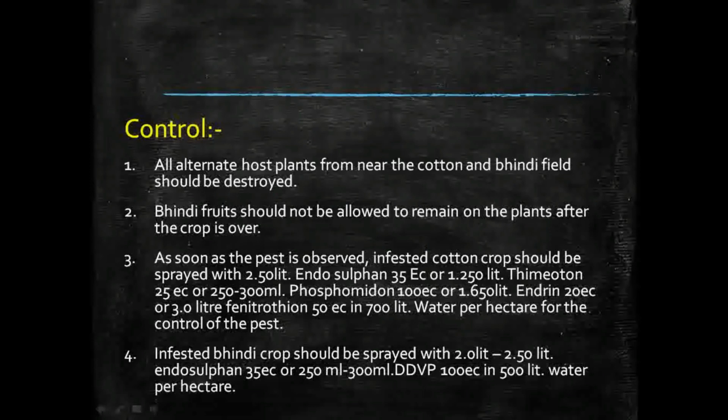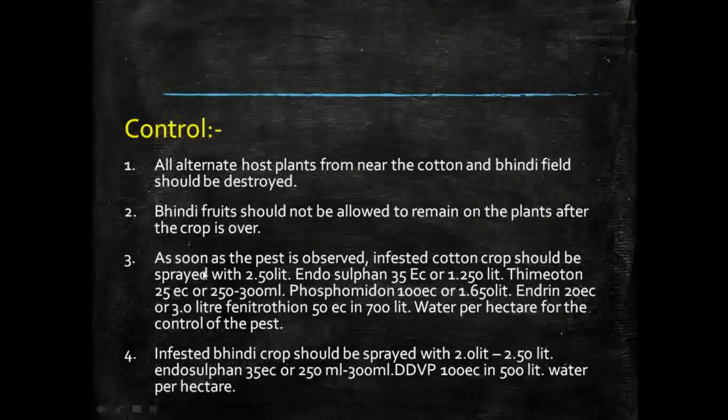All alternate host plants, that is malvaceous plants or the bhindi plants, near the cotton field should be destroyed. We should not keep these bhindi plants near the cotton plantations. Bhindi fruit should not be allowed to remain on the plants after the crop is over. When the period of this crop is completed, the bhindi fruit should not be left on the plants, because there is again a chance of the pest attacking the bhindi fruits.